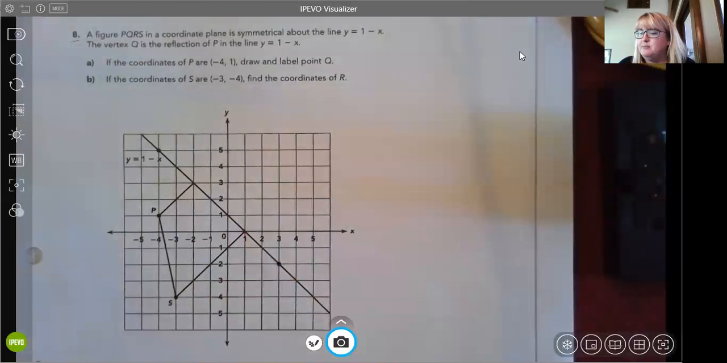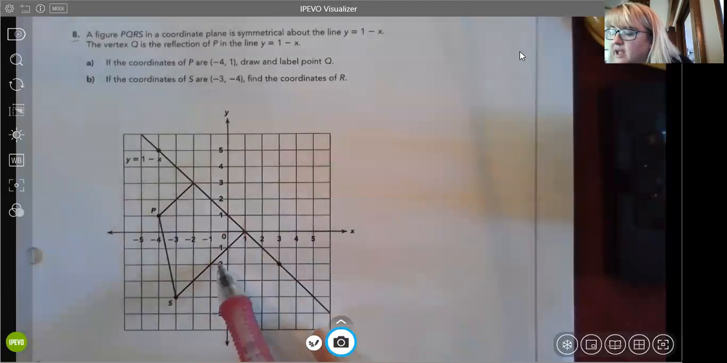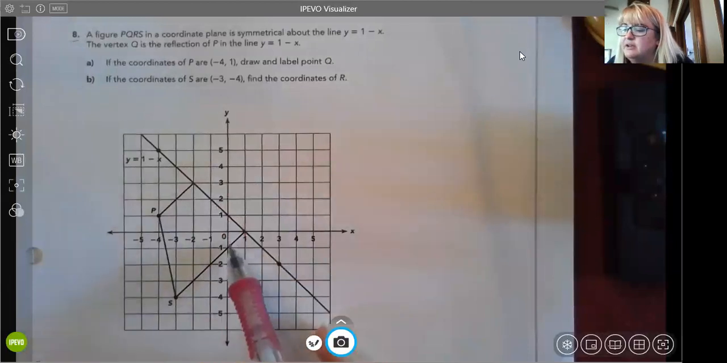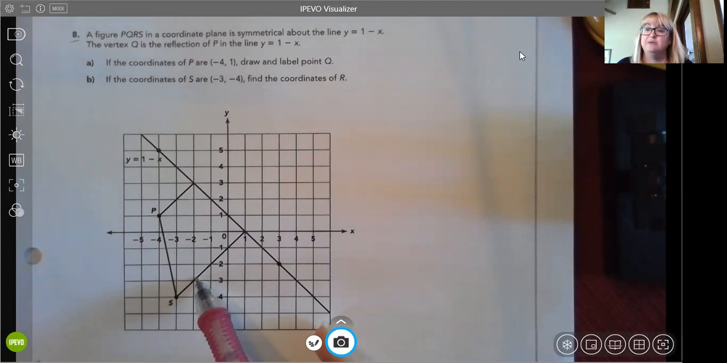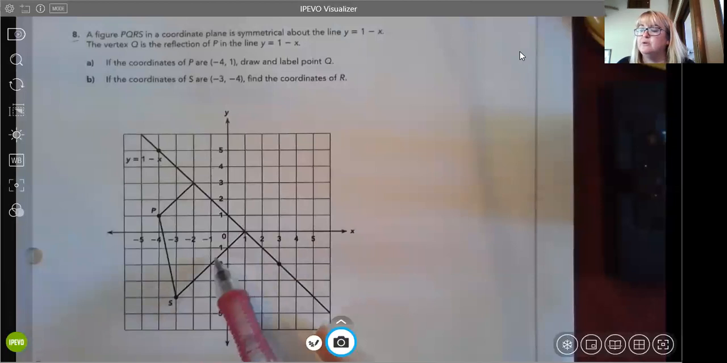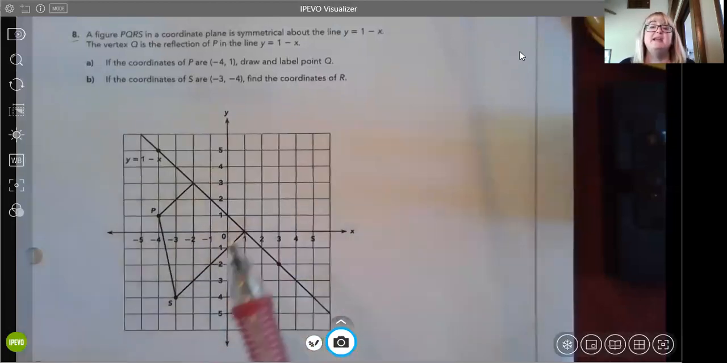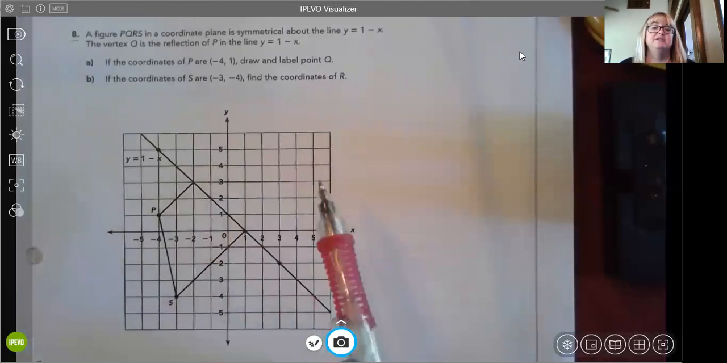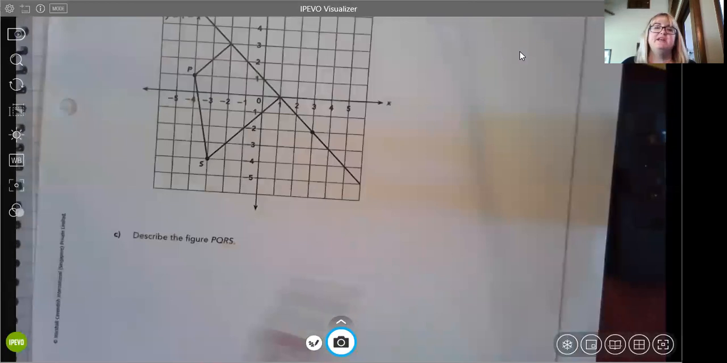All right, S, from here, this is interesting. This is going diagonal through 1, 2, 3, 4 boxes. Again, 1, 2, 3, 4. It's going diagonal through 4 boxes. So we need to go diagonal through 4 boxes the other way. So that will help you get Q and R. Label Q and R, and you'll need to connect them. And then describe the figure PQRS.